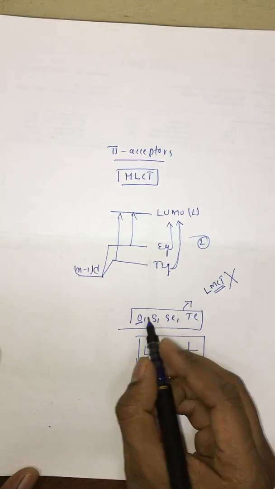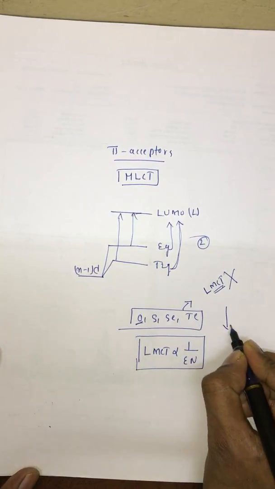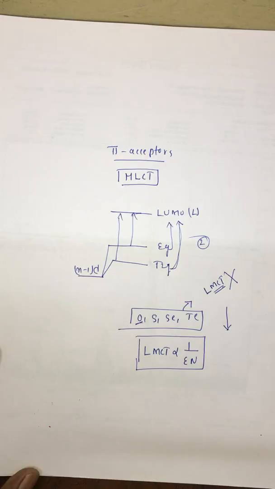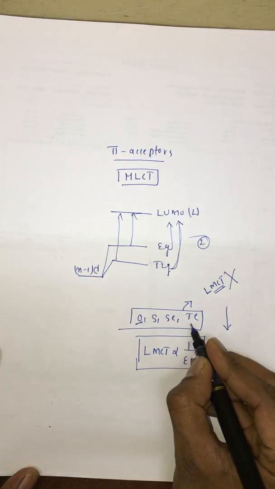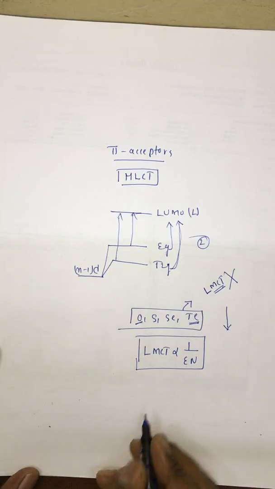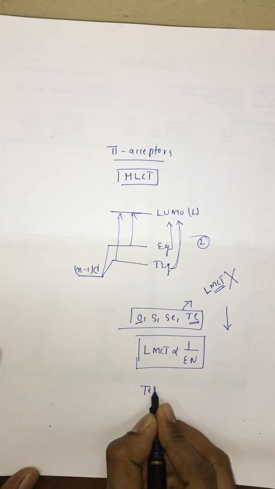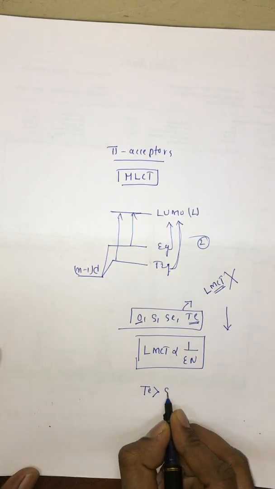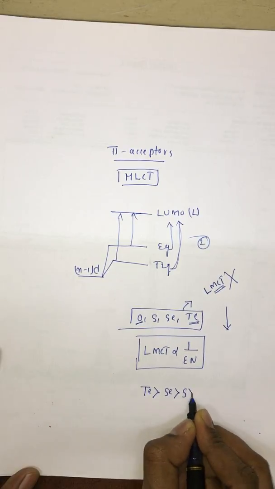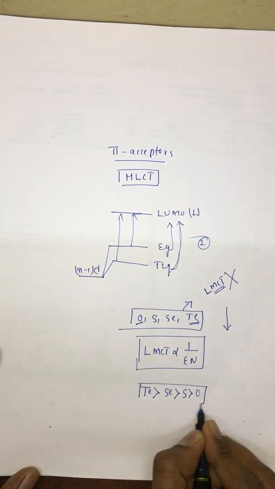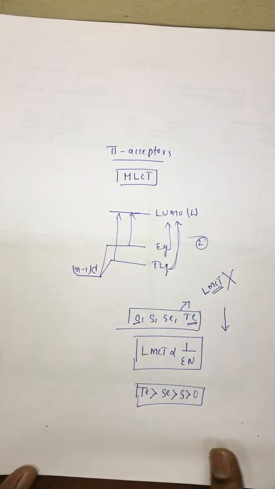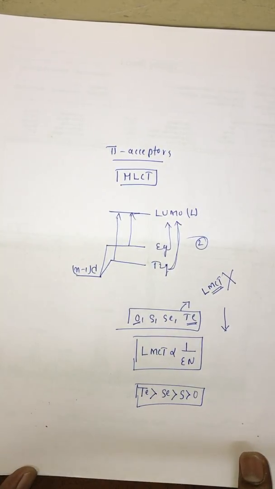In the group, from top to bottom, the size is increasing, which means electronegativity is decreasing. So tellurium is the least electronegative. Because of that, tellurium shows more LMCT compared to selenium, then sulfur, then oxygen. So LMCT is inversely proportional to electronegativity.